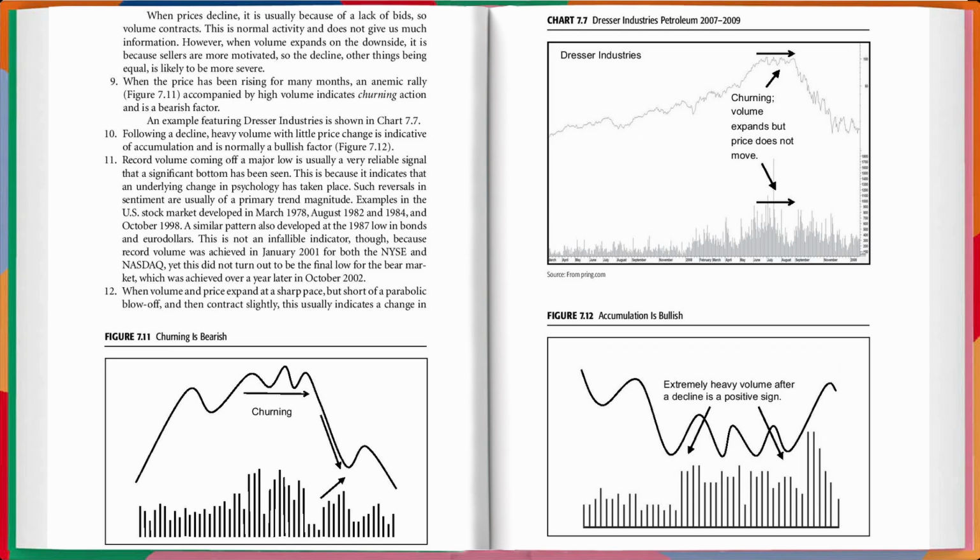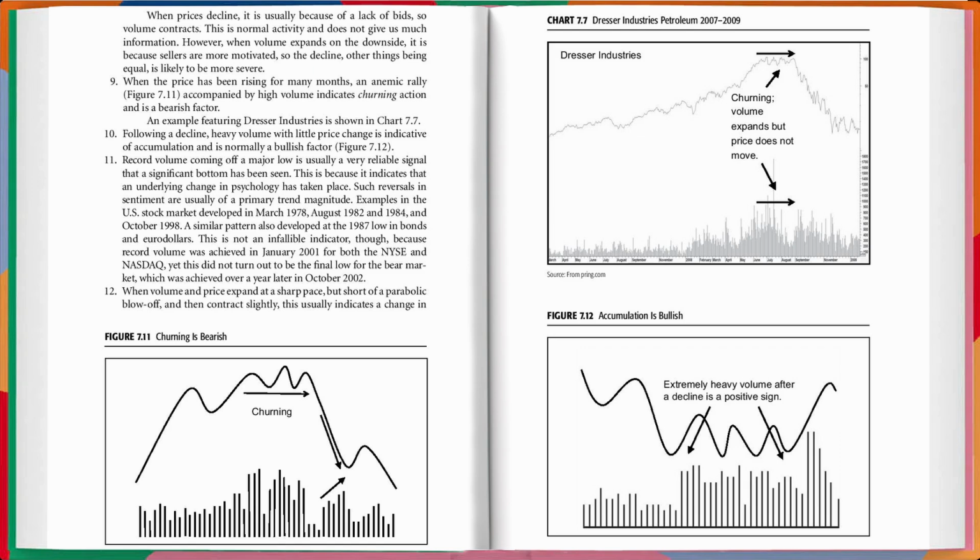Figure 7.12. 11. Record volume coming off a major low is usually a very reliable signal that a significant bottom has been seen. This is because it indicates that an underlying change in psychology has taken place. Such reversals in sentiment are usually of a primary trend magnitude. Examples in the U.S. stock market developed in March 1978, August 1982 and 1984, and October 1998. A similar pattern also developed at the 1987 low in bonds and eurodollars.